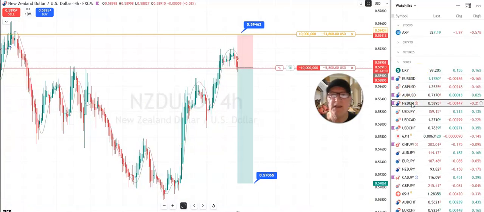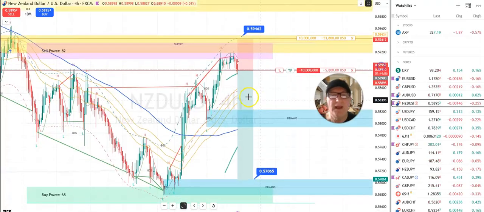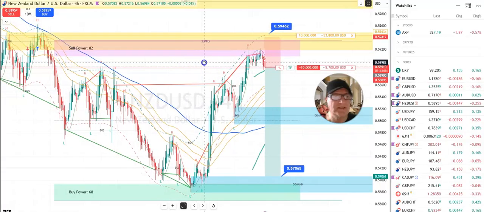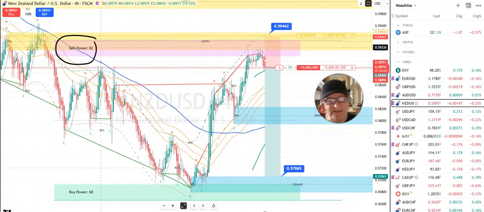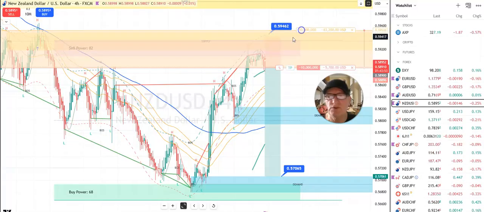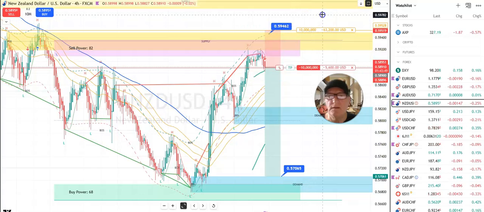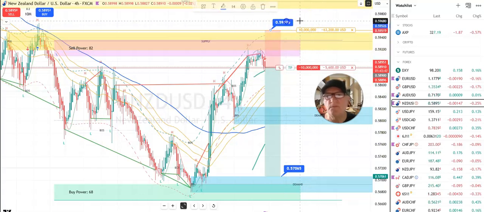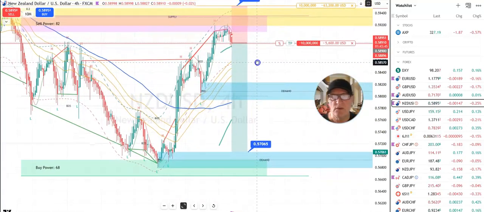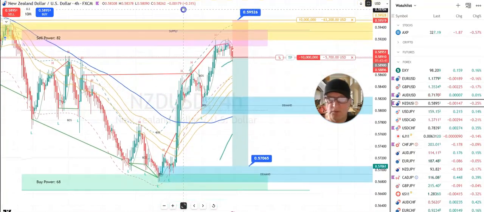New Zealand USD is going against us at the moment. However, we can see that the price has moved into a very strong sell, power of 82, very strong into supply. I do need to move that stop a little bit wider, actually. Move your stop wider to 59.52, so it gives it room to actually move if it wants to move.